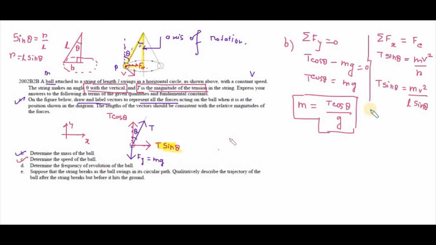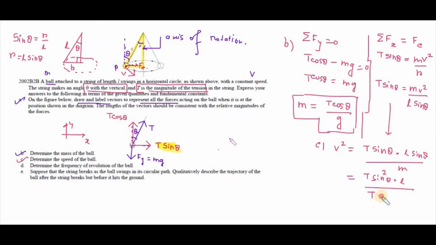Now in part C, determine the speed of the ball. To determine the speed of the ball, we have derived another equation. So we can make this v squared equal to T sine theta times L sine theta upon m, and we can substitute the expression of m in this equation. T sine square theta into L by m equals T cosine theta divided by g. So g will go to the numerator, so it becomes cancelled from here.